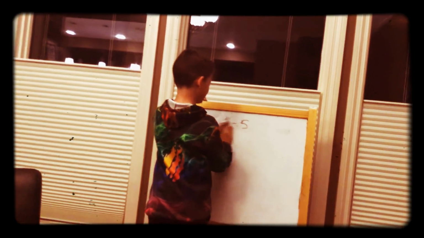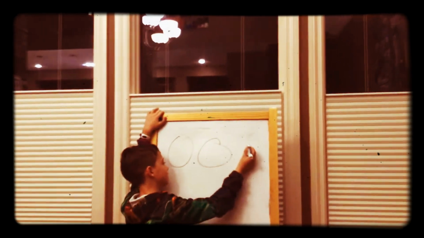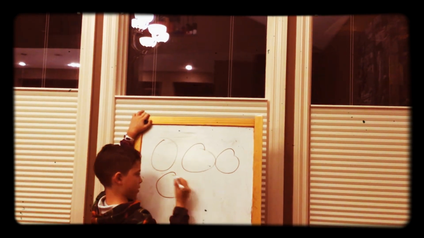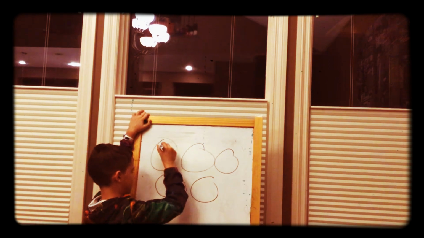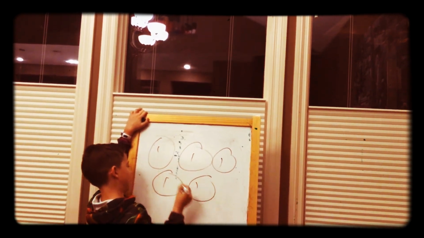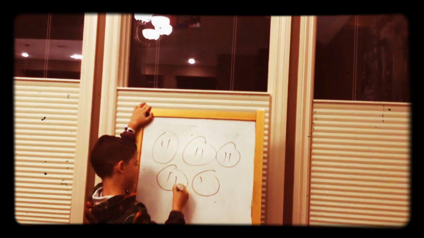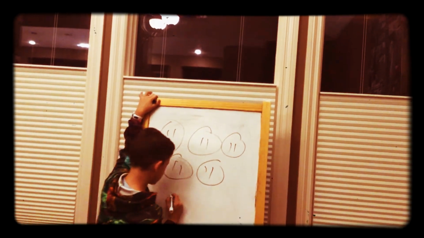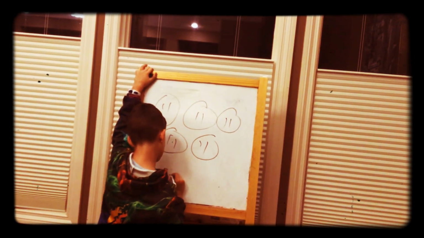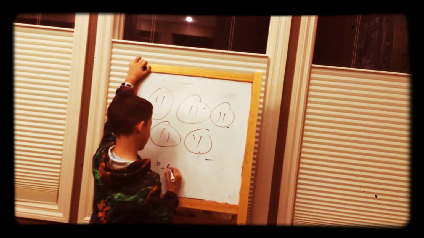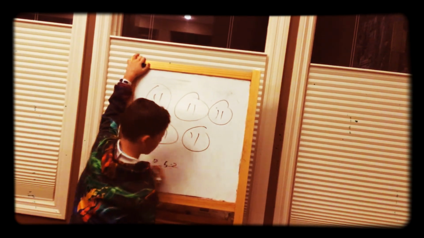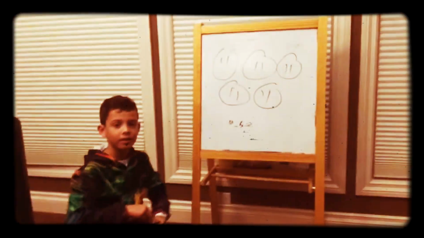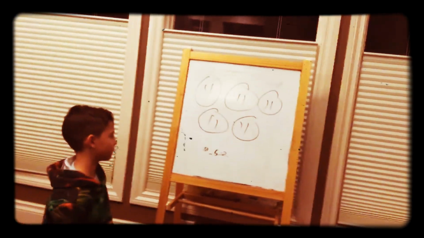The easy way to do this is with 5 groups, each one representing a group. 1, 2, 3, 4, 5, 6, 7, 8, 9, 10. 2 is the answer. 10 divided by 5 equals 2. So that's an easy way to learn. Okay. Or can you show us a different way? Sure.